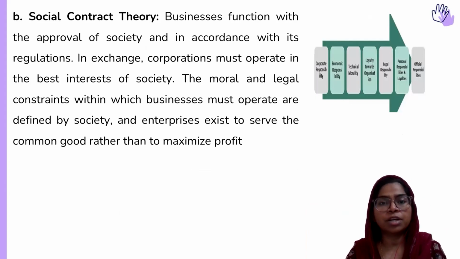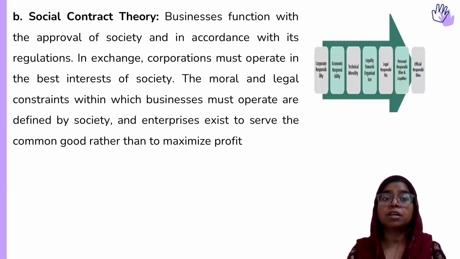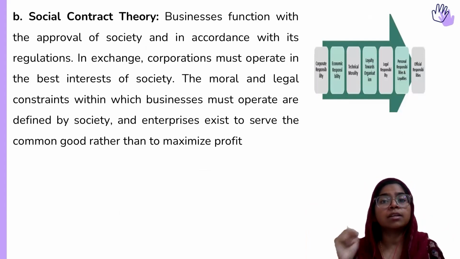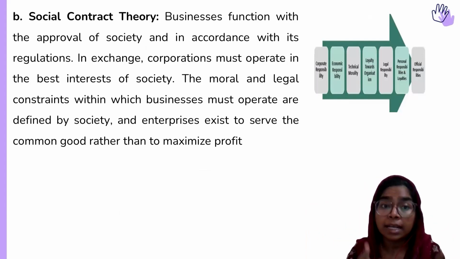Second is social contract theory. Businesses function with the approval of the society. Business exist करती है because society उसे रहने के लिए इजाजत देता है, उसे goods produce करके sell करने की इजाजत देता है. That is why the rules and the regulations should be according to the society.